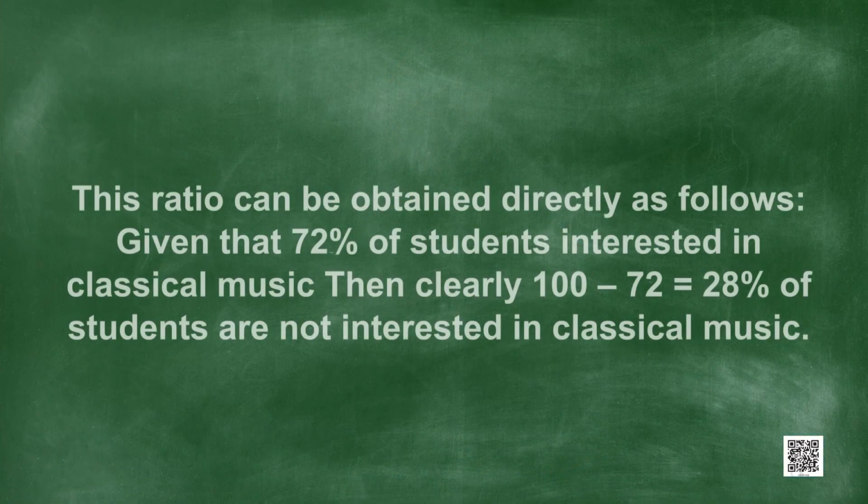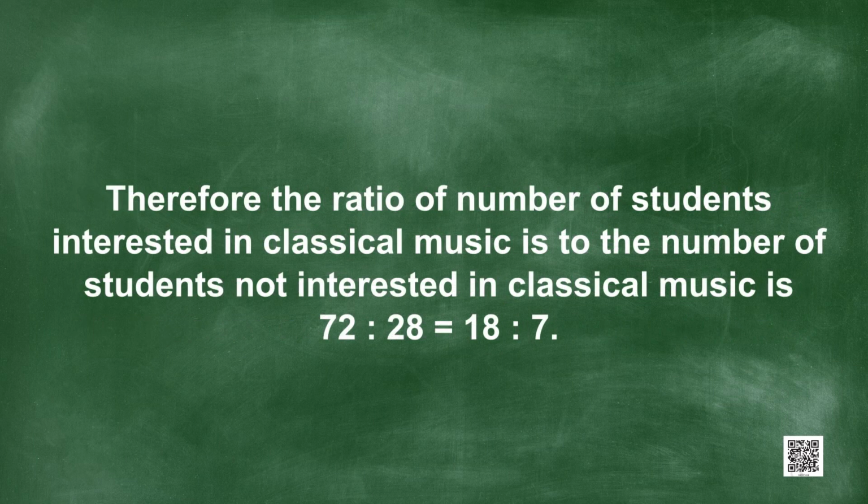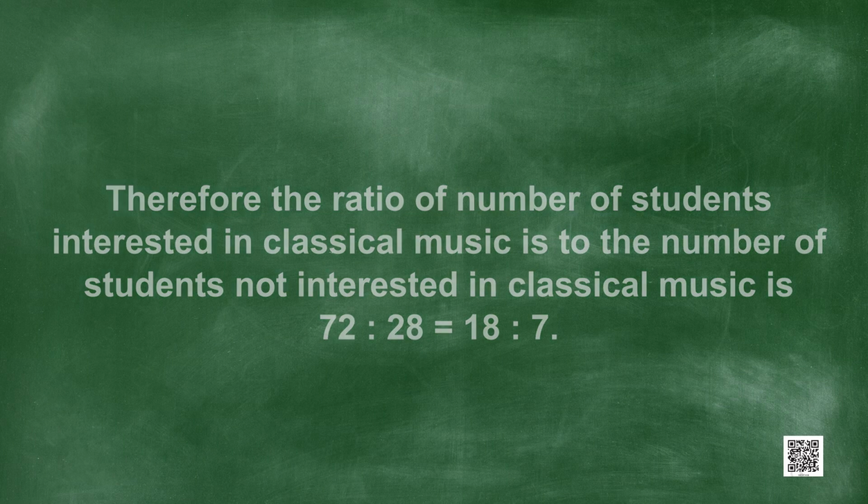Students, we can also find this ratio in a direct way. So, given that 72% of the students are interested in classical music, then clearly 100 minus 72, which is equal to 28%, of the students are not interested in classical music. Therefore, the ratio of number of students interested in classical music to number of students not interested in classical music is 72:28, which is nothing but 72 divided by 28. Upon simplification, we get 18 by 7, that is equal to 18:7.